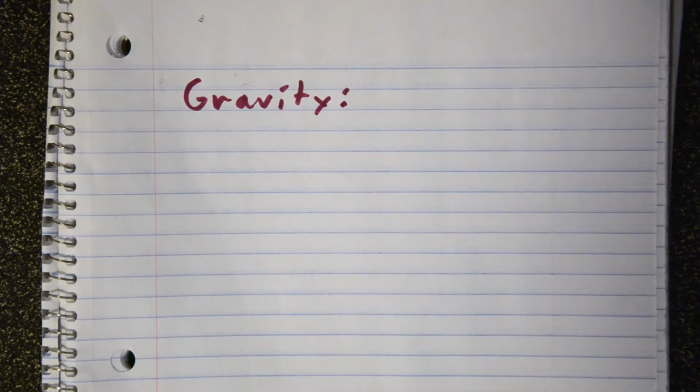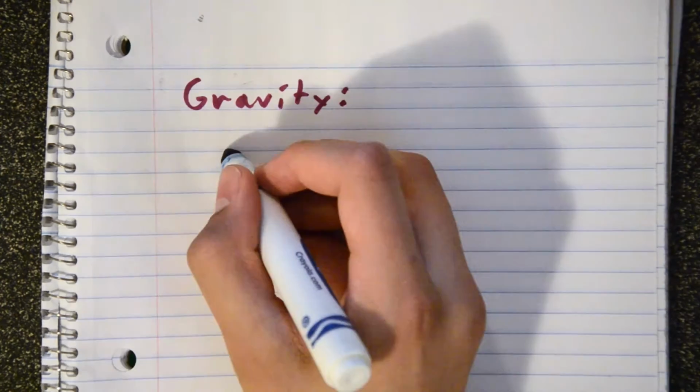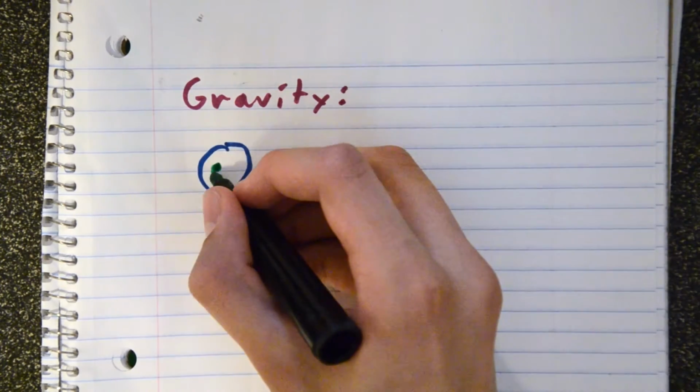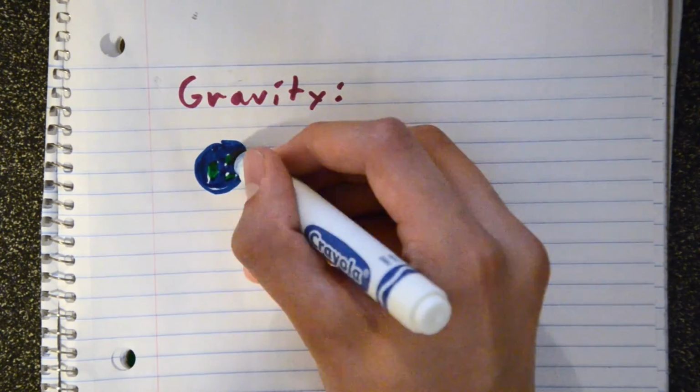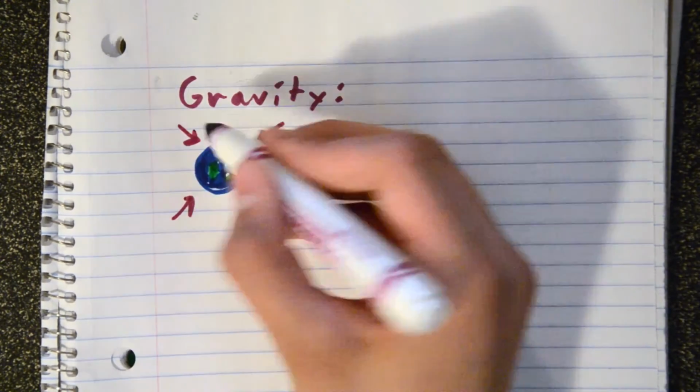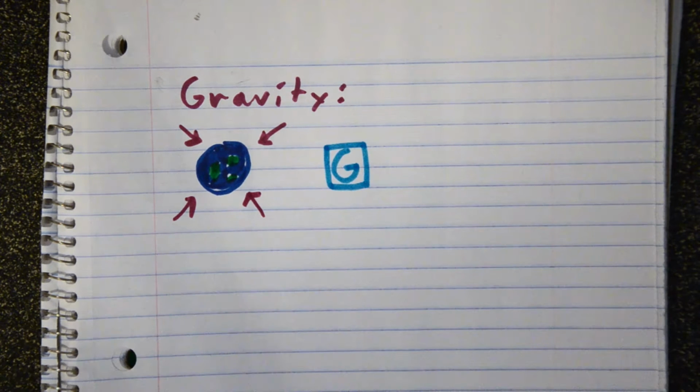String theory also requires the existence of a particle called the graviton. The graviton would be the force-carrying boson for gravity. However, the graviton is not included in the Standard Model. This particle could help explain the existence of dark matter as well. Unfortunately, the existence of the graviton has not yet been proven.